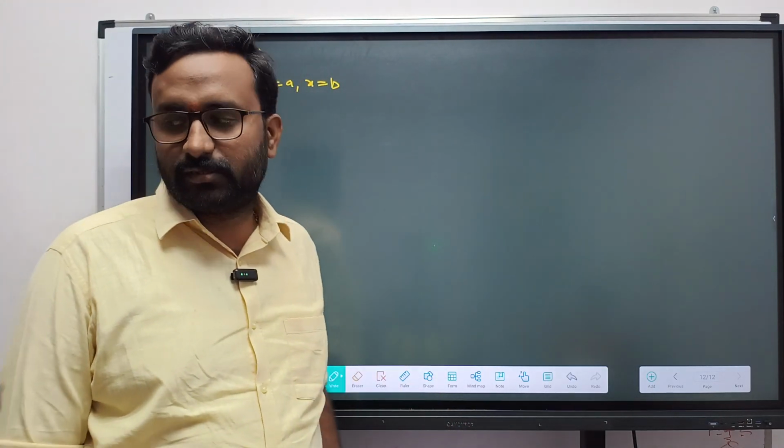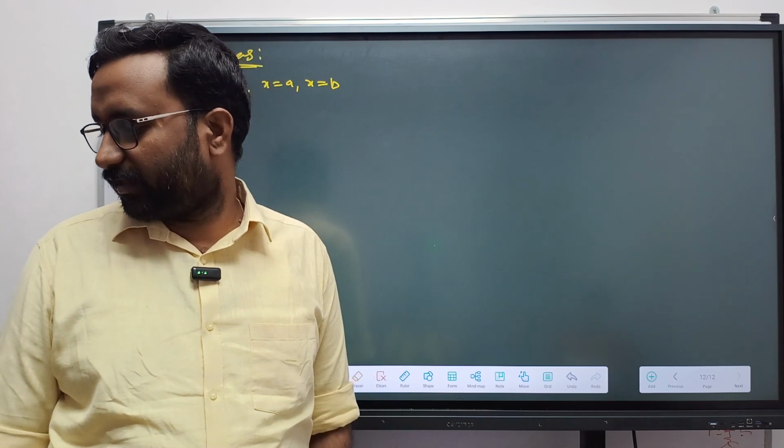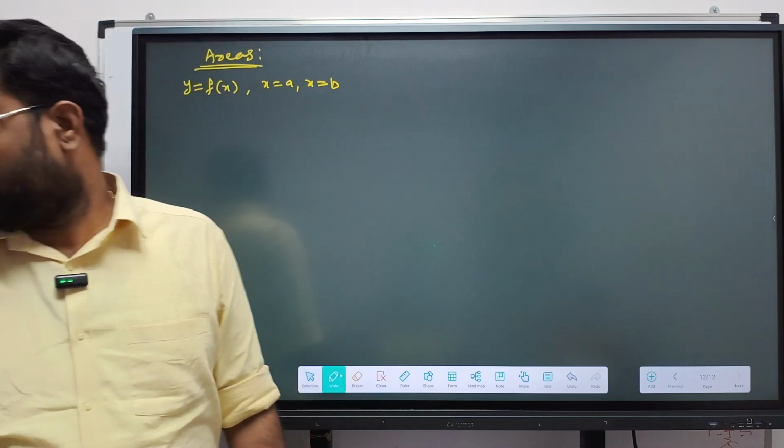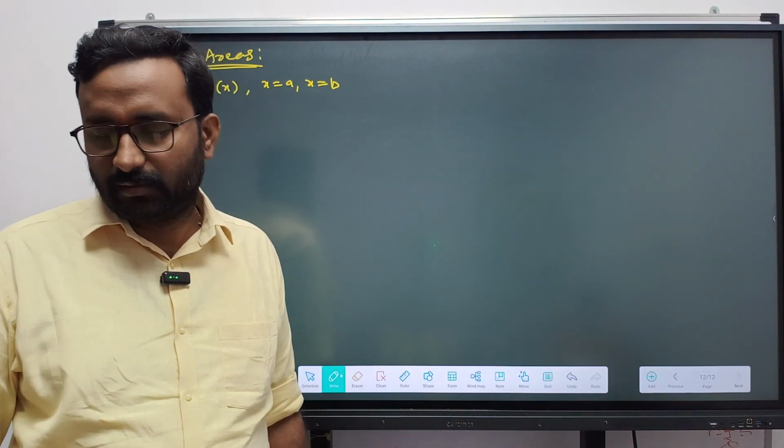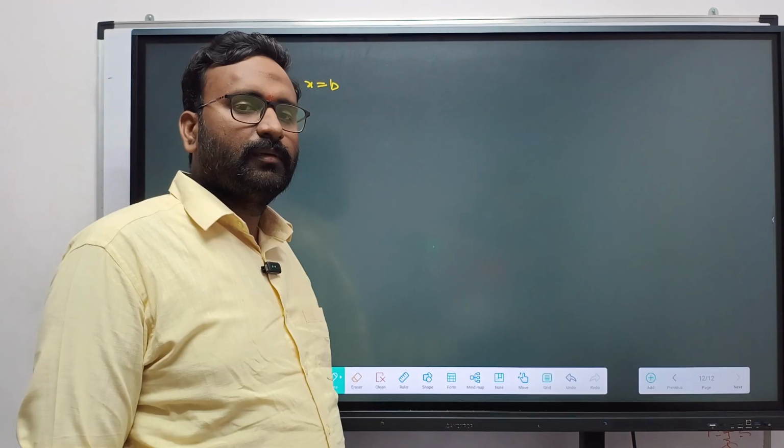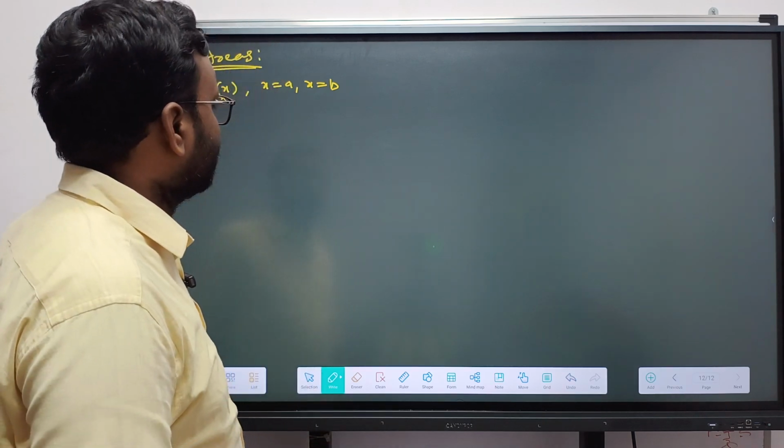Now we are going to discuss areas under curves. We are going to discuss how we can find the area of a curve.